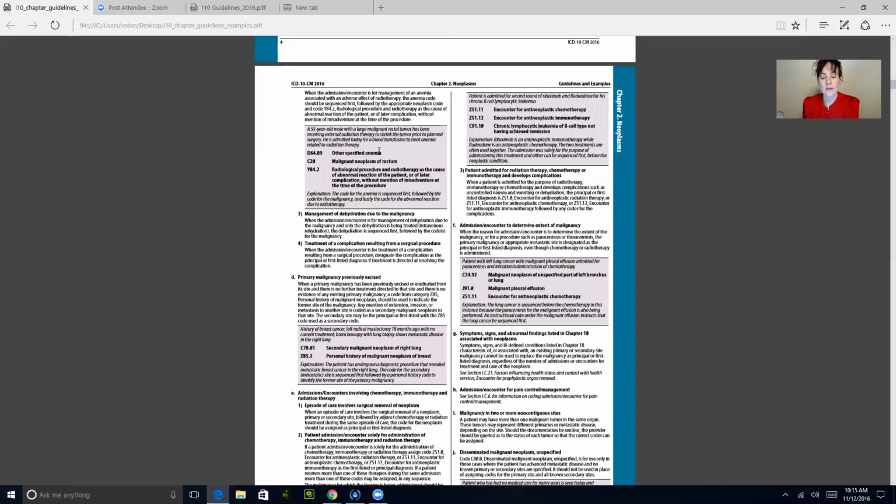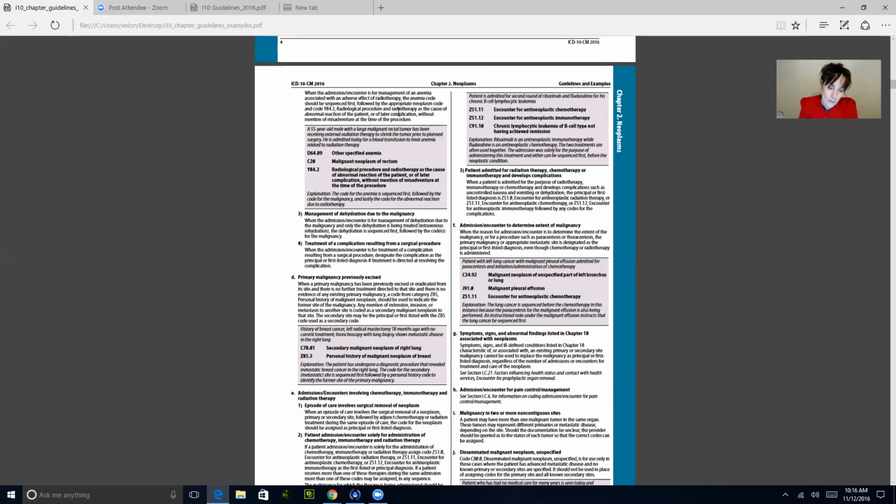Okay, so when the admission encounter is for management of anemia associated with an adverse effect of therapy, the anemia code should be sequenced first, followed by the appropriate neoplasm code and code Y84.2, radiological procedure and radiotherapy as the cause of abnormal reaction of the patient or of later complication, without mention or misadventure at the time of procedure.